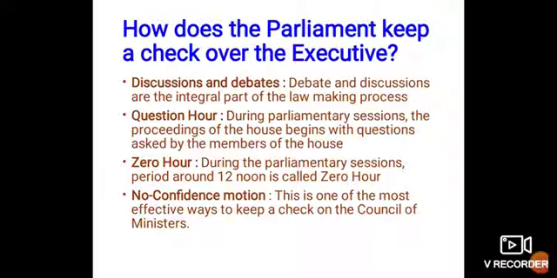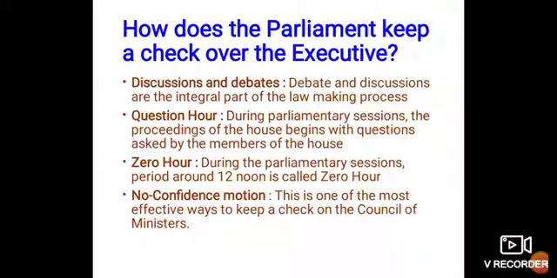In this way, the laws which will be made will be healthy laws. Second, question hour. During parliamentary sessions, the proceedings of the house begin with questions asked by the members of the house. So when parliamentary sessions are going on, how does the proceeding start? It begins with asking questions by the members of the house.